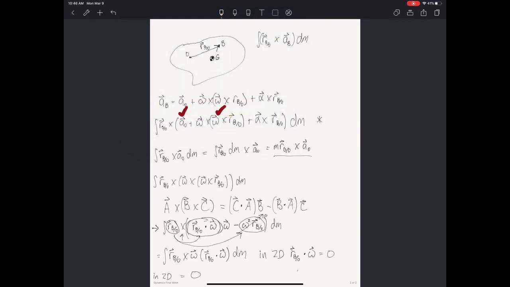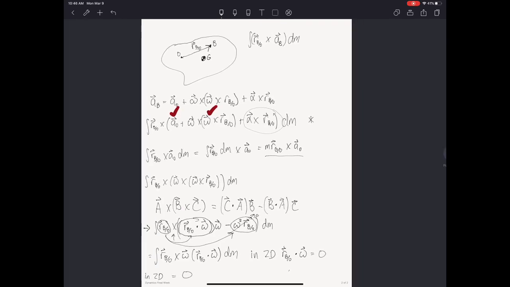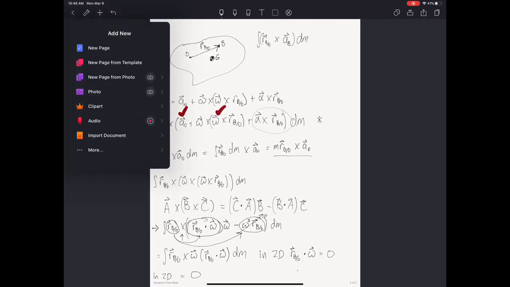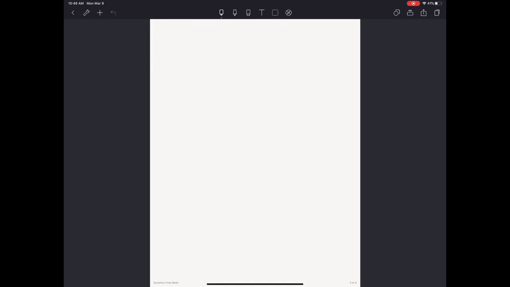Now we need to move on to the last term, and this is the term we actually care about. This term is the term that I said wouldn't cancel out. It's the one with the alpha in it, and I want to solve for it. Okay, so let's solve for it. New page. All right, great.